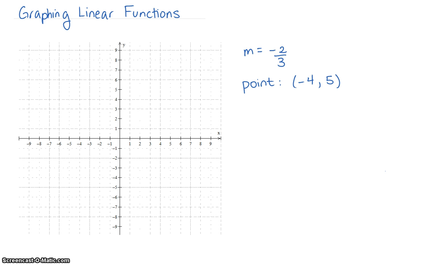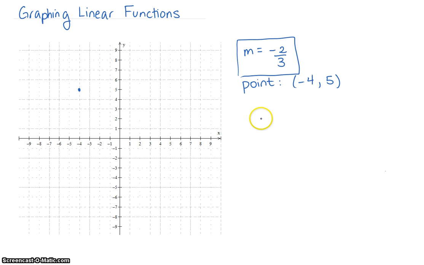So let's take a look at one example where we're given the slope is -2/3 and a point -4, 5. First thing you want to do is plot the coordinate point at -4, 5, because that's a guaranteed point that we know about. So -4, 5 exists on the graph. Now how do we use m to then find the rest of our points?